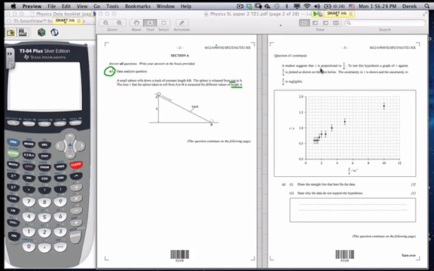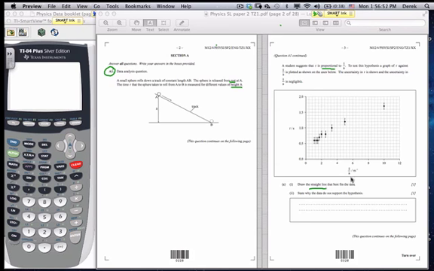A student suggests that t is proportional to 1 over h. To test this hypothesis, a graph of t against 1 over h is plotted as shown on the axes below. The uncertainty in t is shown and the uncertainty in 1 over h is negligible. So A1, draw the straight line.